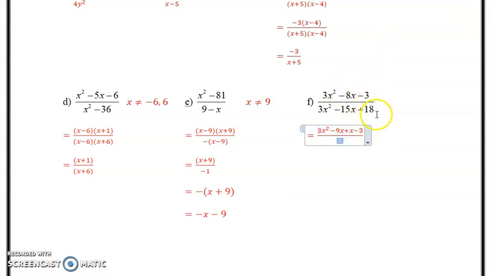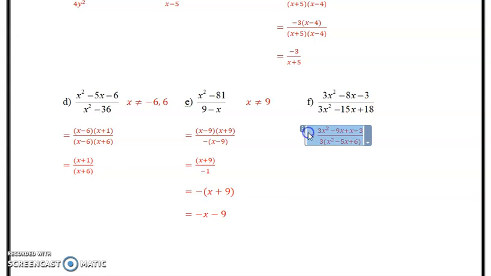The denominator looks like decomposition, and you can use decomposition, however, remember the trick: if you can factor a GCF out of the 3 terms in the trinomial, do that first. And of course you can. 3, 15, and 18 are all divisible by 3. So we'll factor out a 3, and we're going to be left with x squared minus 5x plus 6. So I factor out a 3 in the denominator.